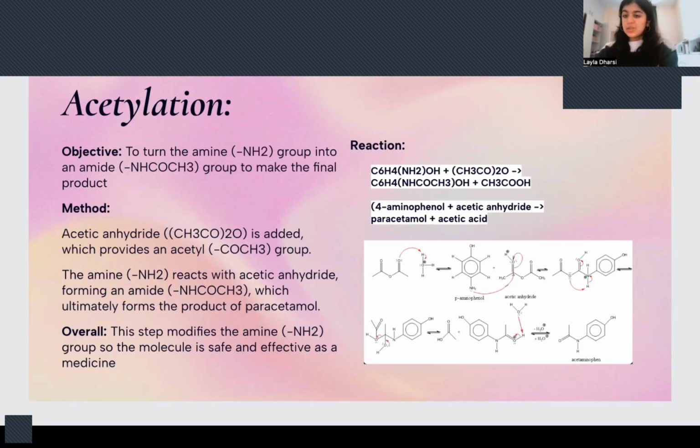And this process turns the amine group into an amide group, and now the molecule is in its final form as paracetamol. And this amide group helps make the paracetamol safe and effective as a medicine, more specifically in how it's absorbed and processed within the body.